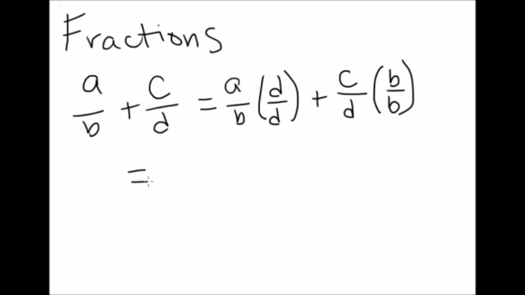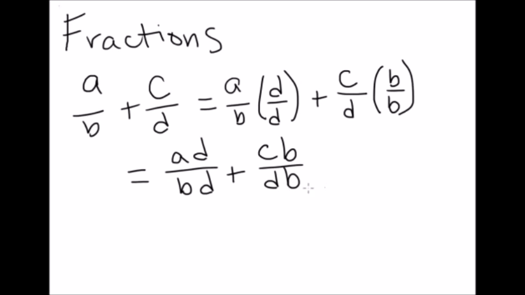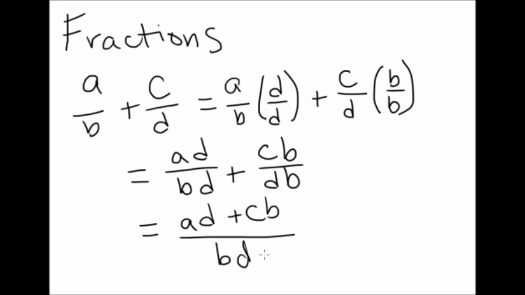That allows me to do fraction multiplication, where we take the numerator times the other numerator and the denominator times the other denominator. And similarly for the second fraction, I have d and b, and since db is the same as bd, I am now allowed to combine them like the fraction before, keeping the denominator constant on the bottom.